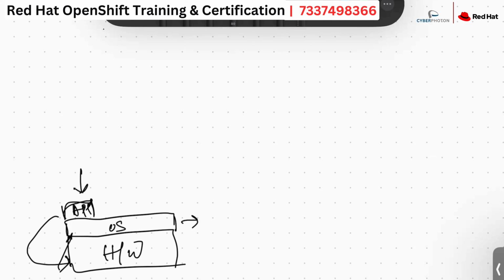Suppose my base operating system has 4 GB of RAM, and suppose 1 TB of ROM, or 1 TB of memory. Okay. So then whatever resources this application is going to use, right? Or suppose if I have 100 GB of RAM, whatever resources this application is going to take will be taken from this particular operating system.